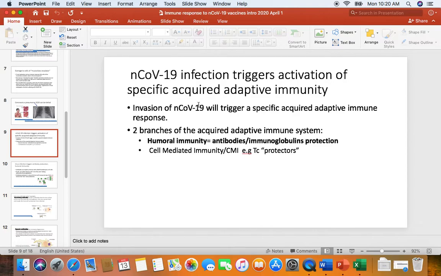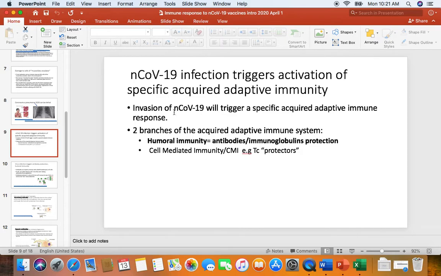So acquired because they aren't always on. We first have to get exposed to the pathogen or the toxin or maybe a vaccine. Adaptive because this arm of the immune system lets us adapt to the pathogens that we encounter in our particular environment. Immunity means protection. Specific because these weapons are going to respond to very specific pathogens or toxins. They're not going to be active against a wide range of pathogens.